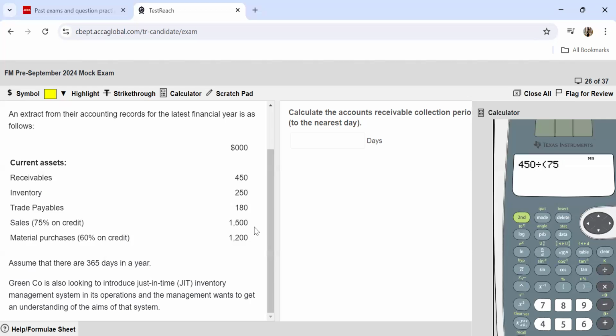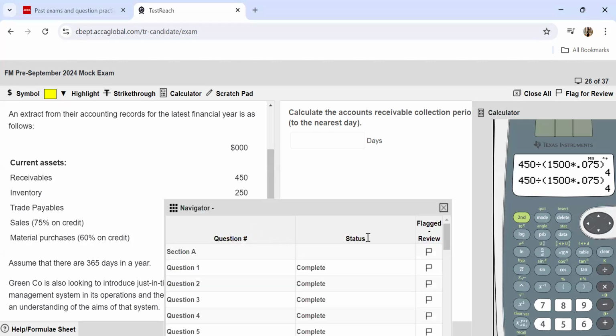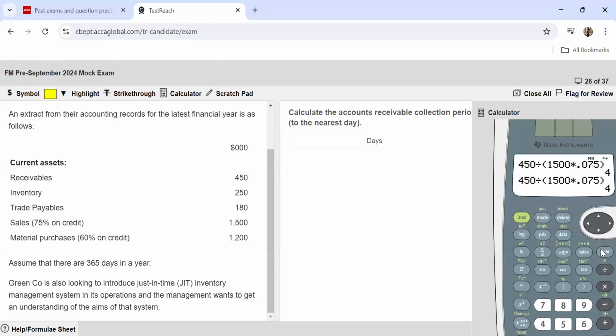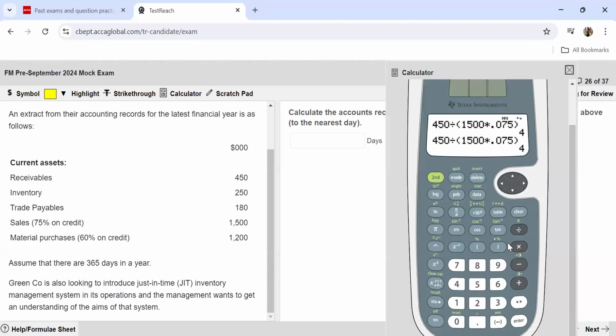75%, or I can say 0.75, because it's not letting me enter the percentage sign. So 450 divided by 1500 multiplied by 0.75. This figure ultimately needs to be multiplied with 365 to arrive at the final answer. The calculator seems to be stuck. Let's use the simple one.